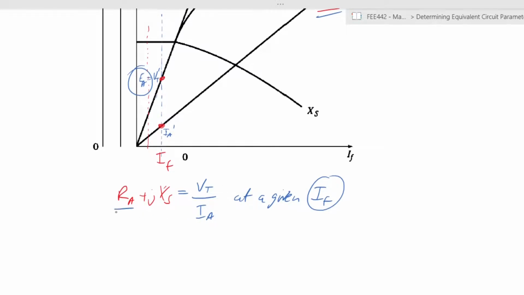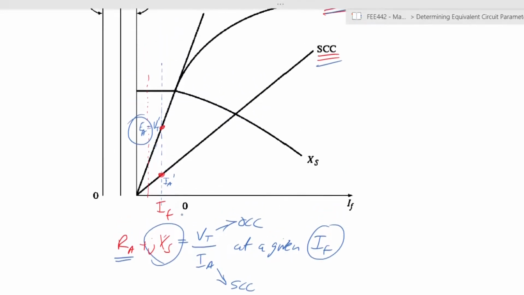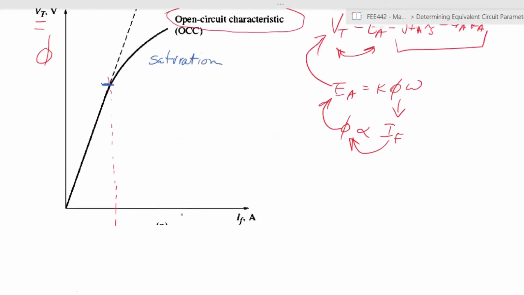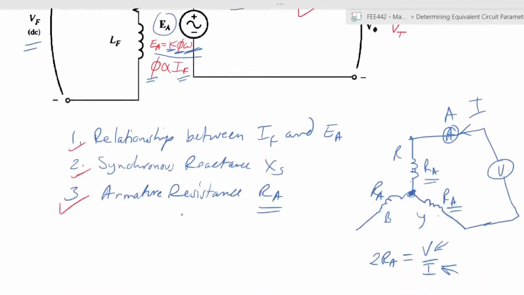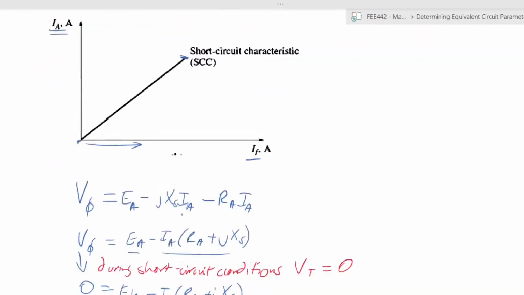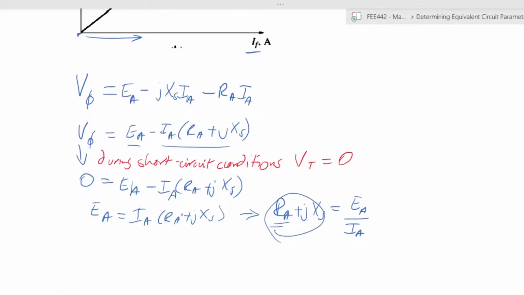And remember, we already found the armature resistance, so that is known. VT at a given value of IF is known from the open circuit. IA at a given value of IF is known from the short circuit. So therefore, you are able to determine the last component, which is jXS. All right. So you have your components now all able to be determined from your parameters.